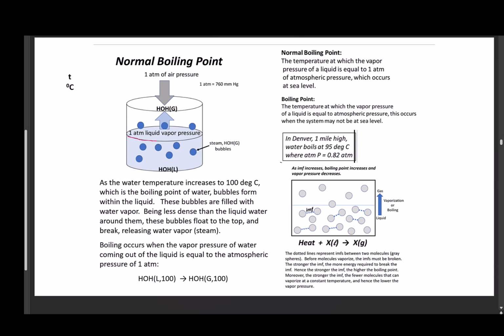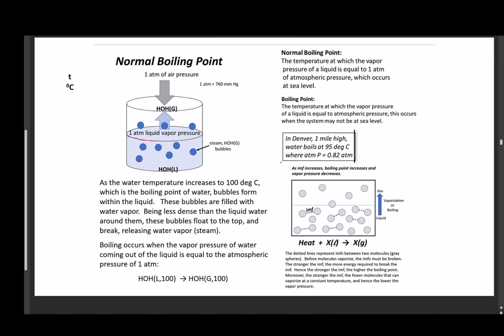Finally, when we get to close to 100 degrees Celsius, we're going to see steam bubbles form in the liquid. So these aren't representing molecules here. These are representing steam bubbles, water in the gas phase. And because the steam is a lot less dense than the liquid is, those bubbles rise to the surface, break out, and they exert an upward vapor pressure.